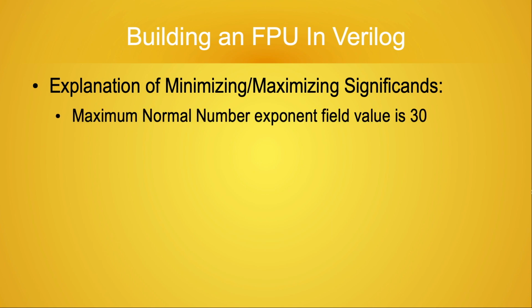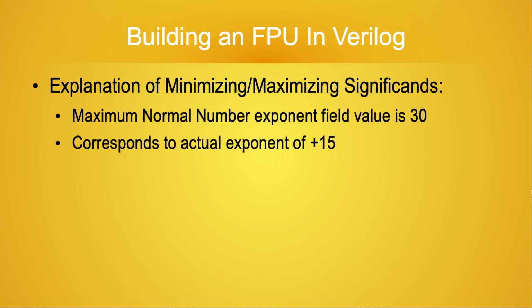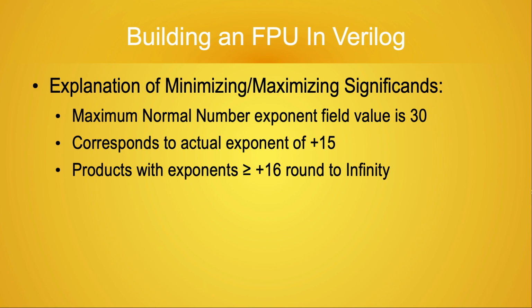For the 16-bit binary floating point format, the largest exponent which can be represented is 30. When we subtract the bias of 15 from 30, we have an actual exponent of plus 15. Any product which has an exponent greater than or equal to plus 16 is going to be rounded up to infinity.